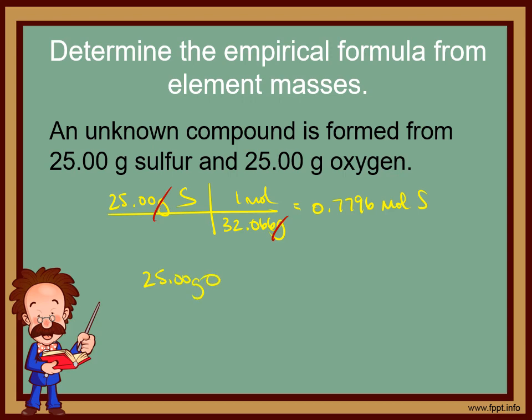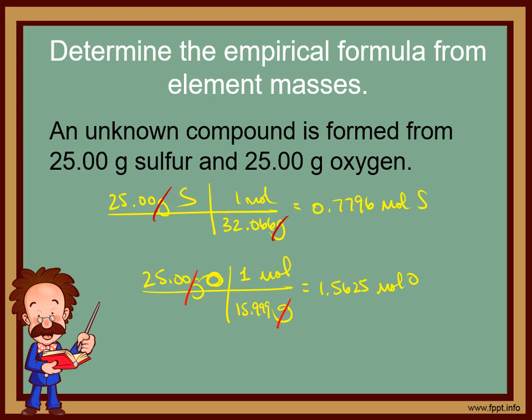Do the same thing for oxygen. 25 grams of oxygen. Convert those grams into moles. We're going to put grams on the bottom and moles on the top. Periodic table says that the molar mass of oxygen is 15.999 grams per mole. So once again, grams, top and bottom, cancel out. We're left with moles. 25.00 divided by 15.999. Calculator says 1.5625, lots of digits, moles of oxygen.